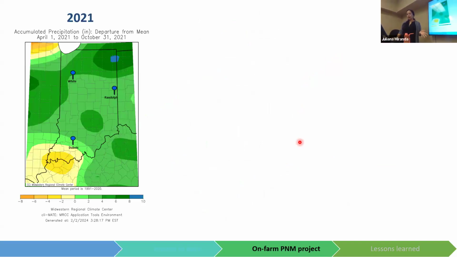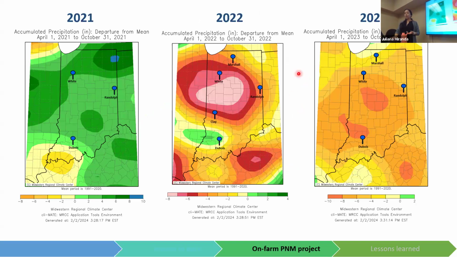Okay, and before that, here I have a map that shows the departure from the mean of the accumulated precipitation between the whole growing season, from April to October 31st. So all colors that are green to blue mean that there was above the mean. So it was a good year, let's say. We had enough rain. But those colors that are yellow to red, that means that it was dry. It was below the normal.